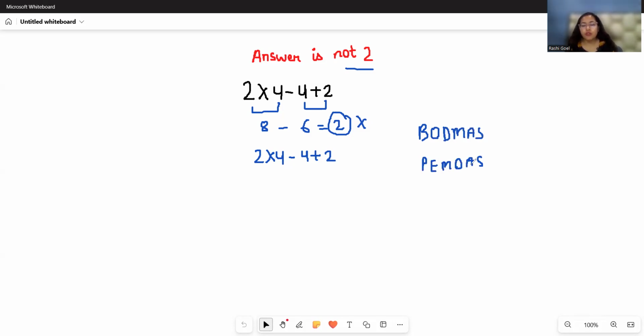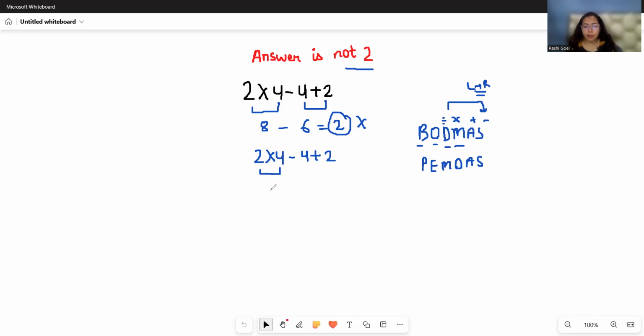So as per this rule, first you have to solve the bracket, then of, then division and multiplication both have the same priority. Similarly, addition and subtraction, but always remember you have to solve it from left to right. People skip this and reach that wrong answer.